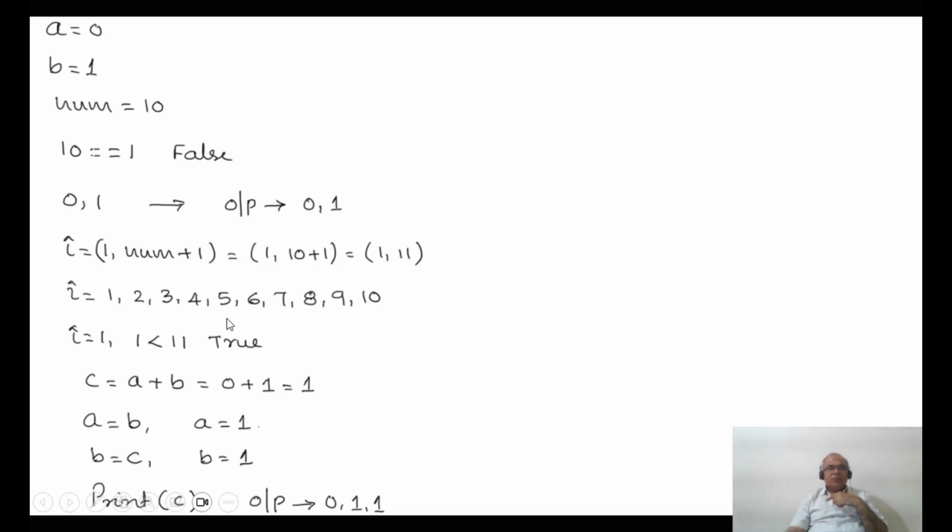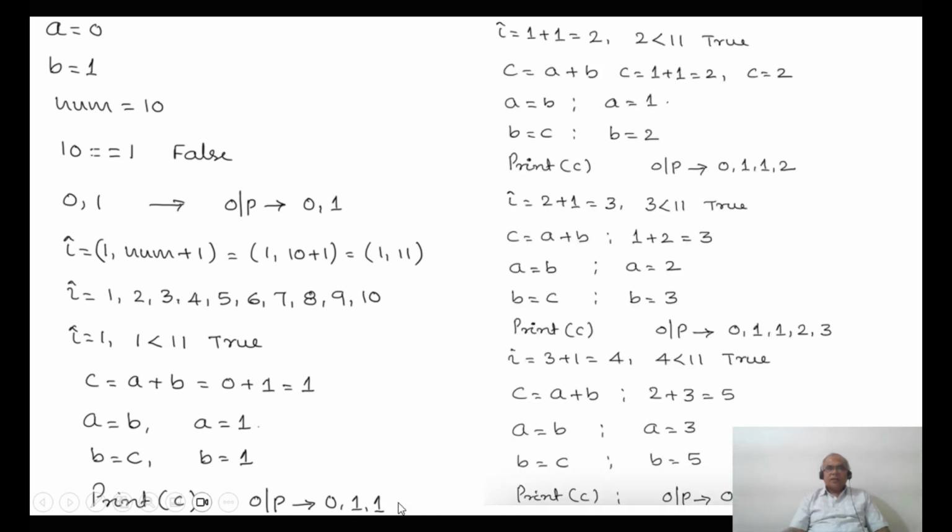So what is the iteration value? 1 to 10. I is equal to 1, 1 is less than 11, condition is true, C is equal to A plus B. So 0 plus 1 is equal to 1. A is equal to B means what? A value is 0, B value is 1. So A is equal to B means A is equal to 1 and B is equal to C means 1. So the output is 0, 1, 1.